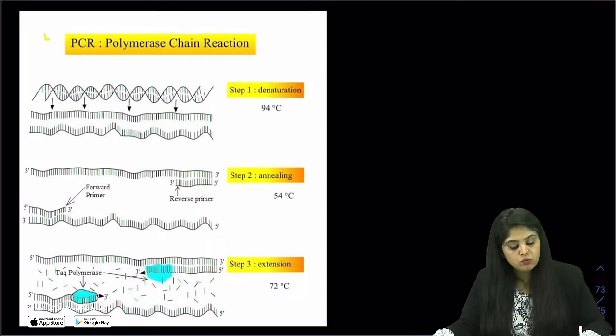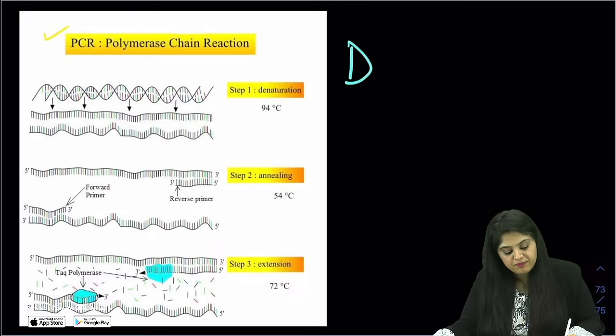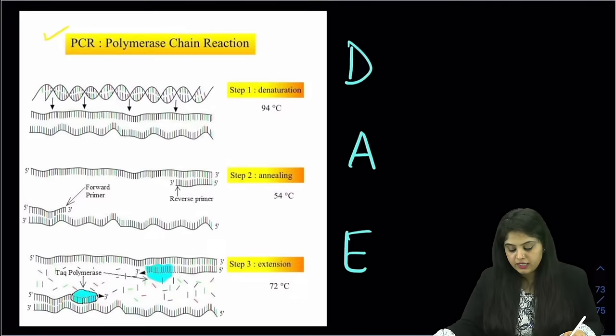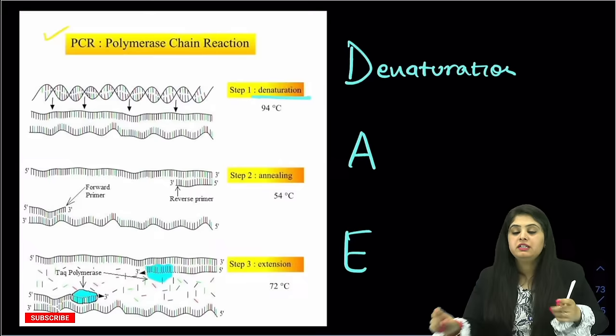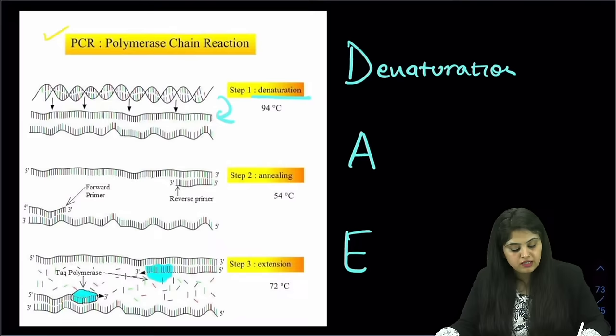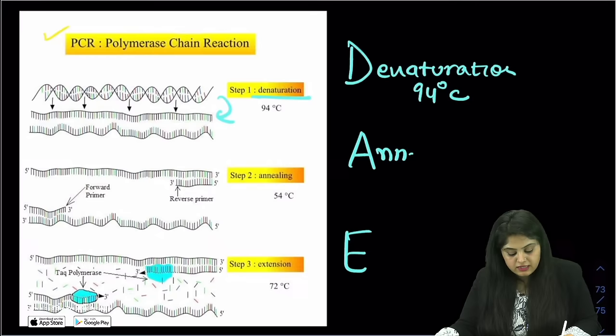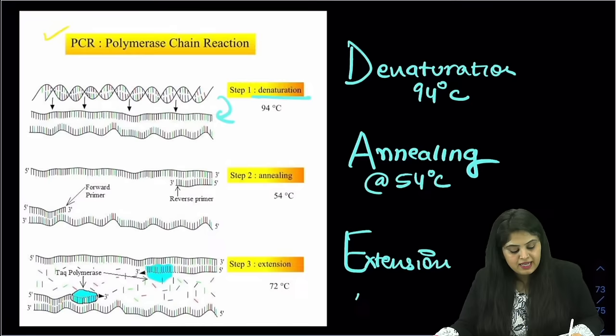So first they'll ask you, what are the steps of the PCR? So the steps of PCR are going to be D, A and E. That's the order they told you to arrange it in, right? First one, denaturation. Denaturation means the DNA is double-stranded, you want to separate it and make it single-stranded. So denaturation you're going to do at 94 degrees. After that, the next step is going to be annealing. You're going to add primers. That is going to occur at 54 degrees. Lastly, you do extension. You grow, and that is going to occur at 72 degrees.